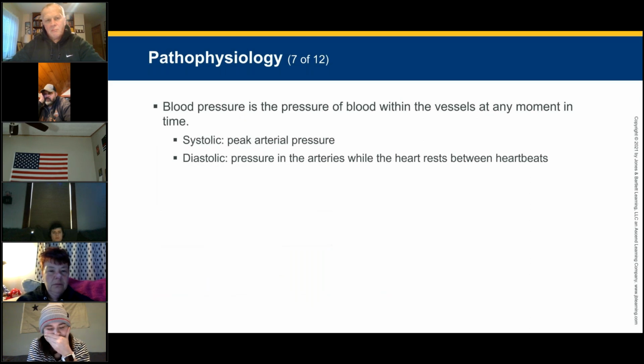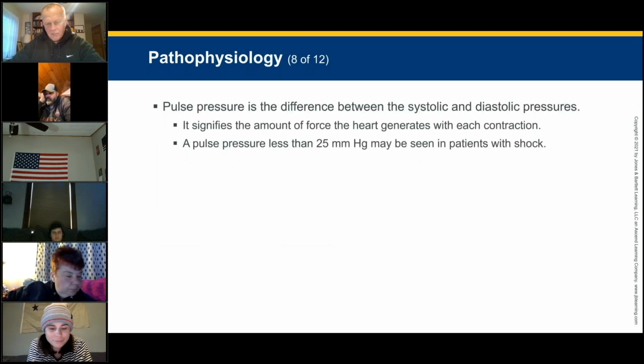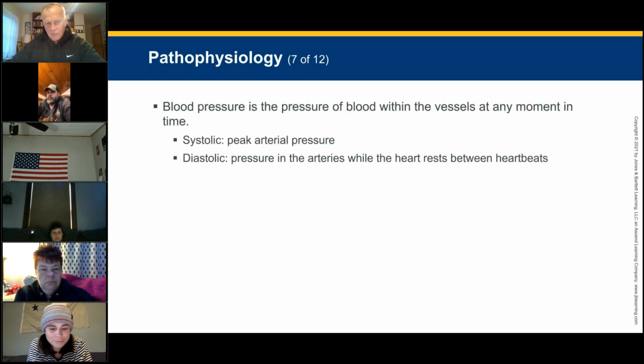So your blood pressure is the pressure of the blood within the vessels at any moment in time. The systolic blood pressure is the peak arterial pressure, or the pressure generated every time the heart contracts. The diastolic pressure is the pressure maintained within the arteries while the heart rests in between your heartbeats. And for the blood pressure, it is listed like that. The systolic is the top number, the diastolic is the bottom number.